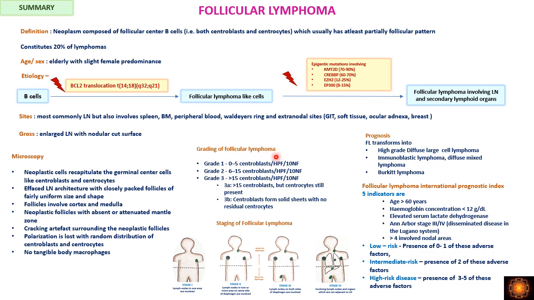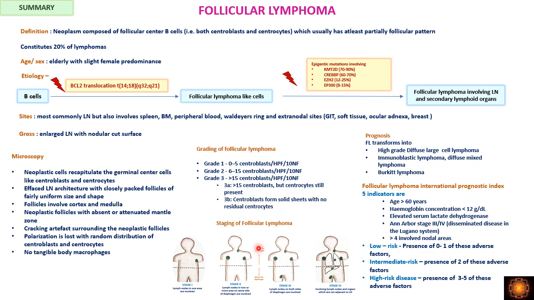And when we see the grading, it is graded depending upon the number of centroblasts. If the centroblasts are 0 to 5 per high power field in 10 neoplastic follicles, it is grade 1. 6 to 15 centroblasts per high power field in 10 neoplastic follicles is grade 2, and grade 3 is more than 15 centroblasts per high power field in 10 neoplastic follicles. Then again, if centrocytes are also seen along with centroblasts, we call it 3A. But if only the centroblasts populate, then we call it 3B.